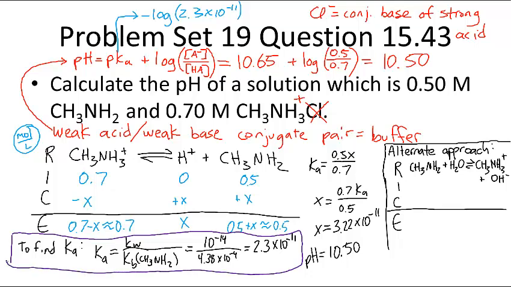So this is why problem set 17 gave you a bunch of practice finding Ka if you only know Kb of the conjugate base. These are things you're going to need to be able to do fluidly in order to solve problems. Other questions?